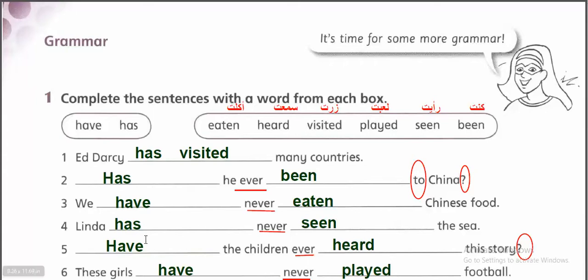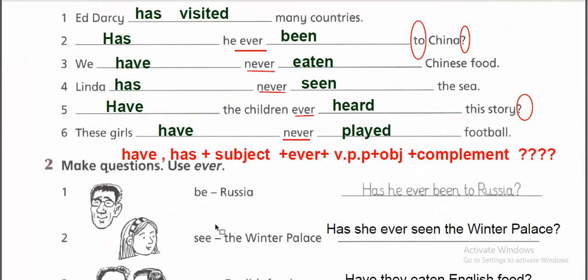Next, Linda. Linda is a singular subject, so we use has. Look here, it is a negative sentence, so we use never, and we have a full stop at the end of the sentence. What is the suitable verb with the object? See is seen. Note that see, the verb of vision, is double e, while sea, the water, is e-a. Okay, next.